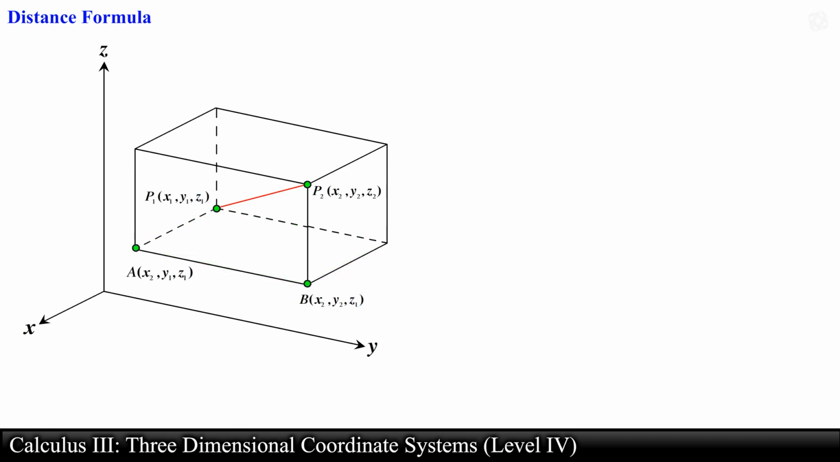Now, in order to find the distance between point 1 and point 2, represented by the red line, I need to somehow relate this distance by using the coordinates of point 1 and point 2. It turns out that we can relate them by using right triangles. Notice that we can form a couple of right triangles in this box.